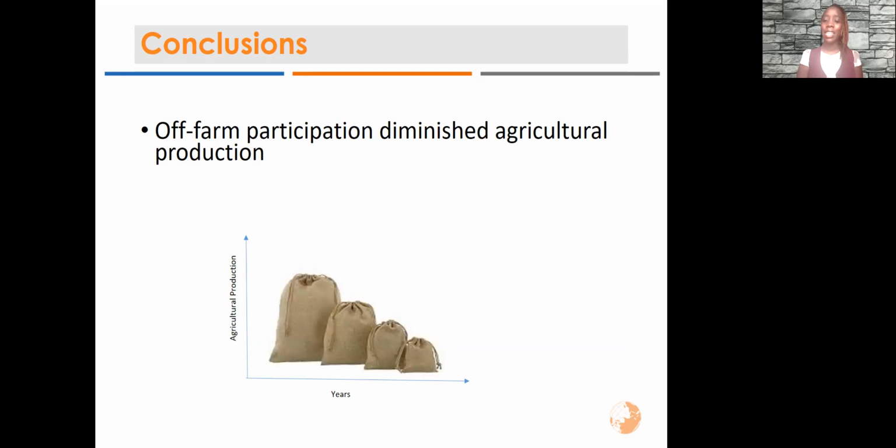Our findings suggest that rather than being a complement to agricultural production, off-farm participation acts as a substitute. Furthermore, off-farm participation is likely to yield income that is channeled to household consumption, as opposed to the purchase of agricultural inputs and technologies that enhance agricultural production.